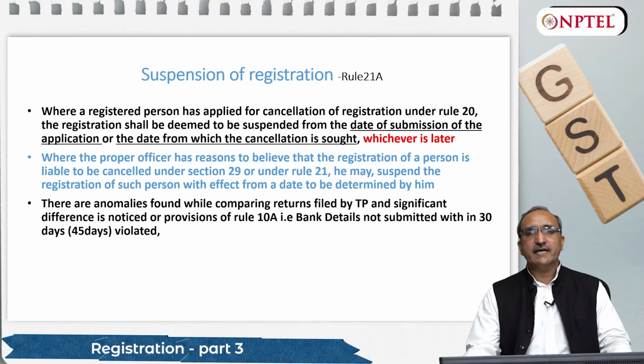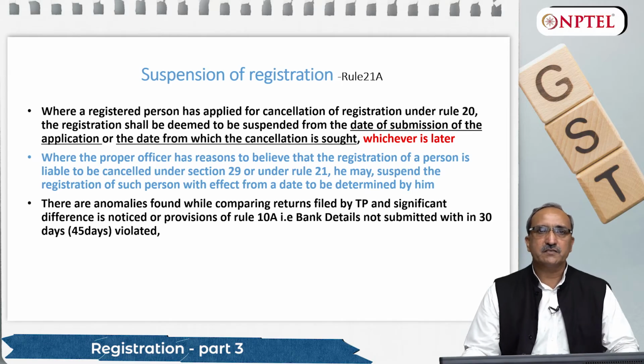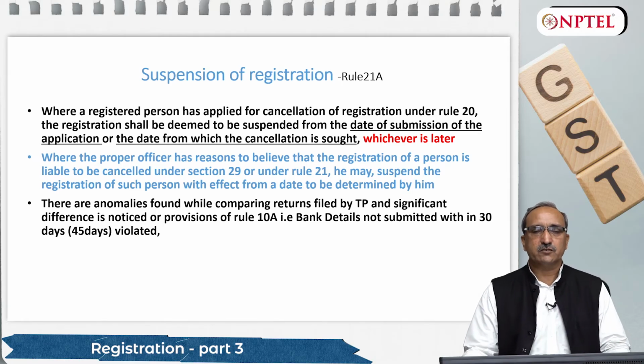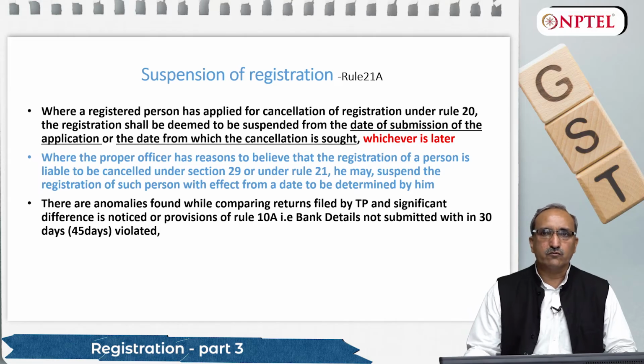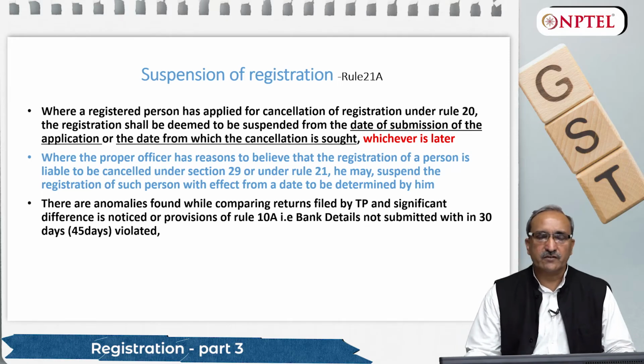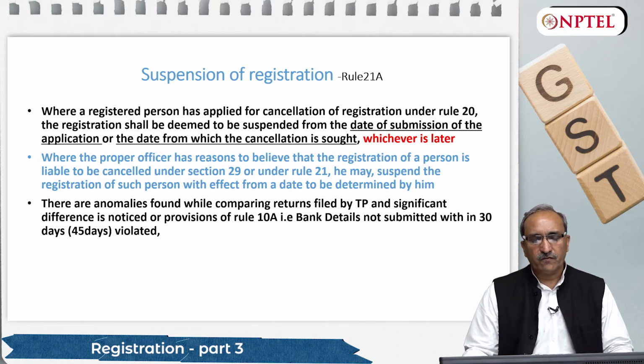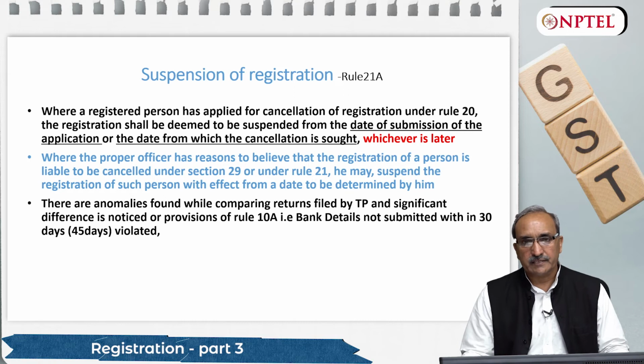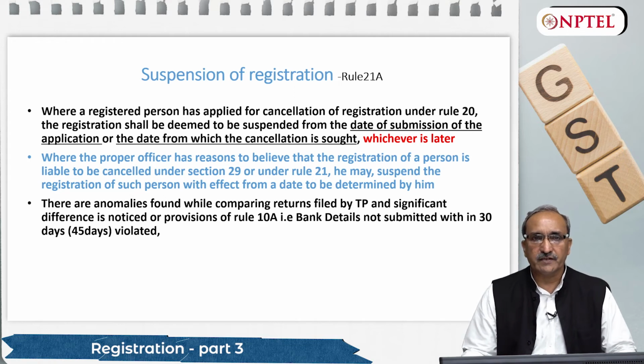Where the proper officer has reasons to believe that the registration of a person is liable to be cancelled under Section 29 or under Rule 21, he may suspend the registration of such person with effect from the date as determined by him. If there are anomalies found while comparing returns filed by the taxable person, and a significant difference, a notice shall be issued.